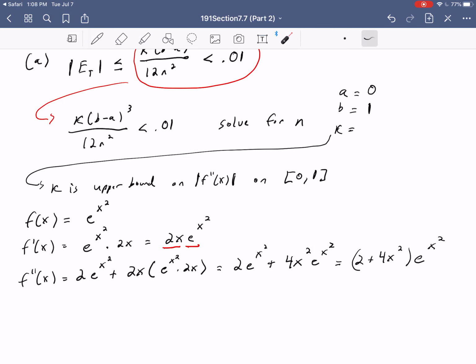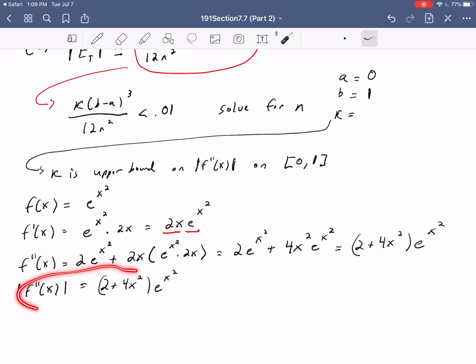Now, it should be very clear that this is always going to be positive. So the absolute value of f double prime here is also just going to be (2 + 4x²) e to the x squared. And remember, what we want to try to do is find the largest this can be on 0 to 1. Now, this part here is a quadratic, so as x increases, this is going to get larger and larger. And e to the x squared, well, we know that that's also an increasing function, so that's going to get larger and larger. So this, in this case, is strictly increasing, right? This just gets larger and larger as you plug in larger and larger values of x.